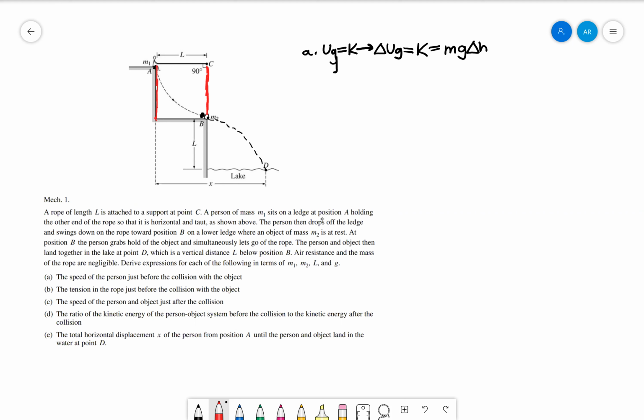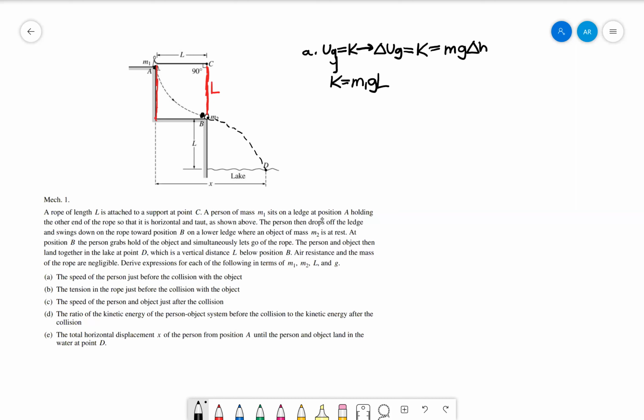Well, the length of the rope is L, and because it's taut, at its tightest, the rope can extend. So what we can say is that this red segment is also of length L. So essentially, our kinetic energy must equal M1, that's the mass of the person, times g times L.